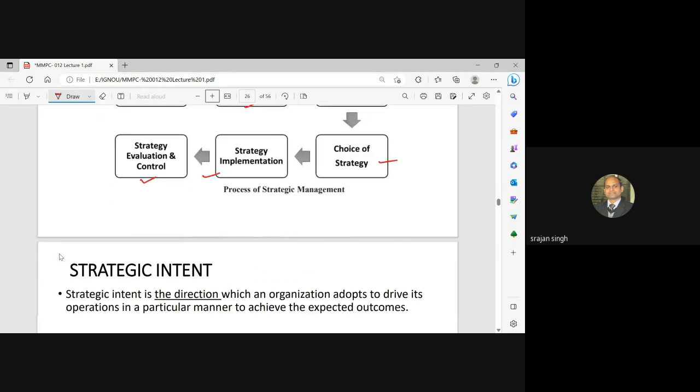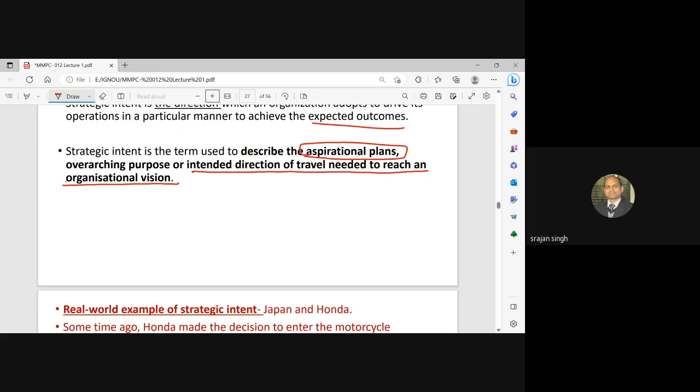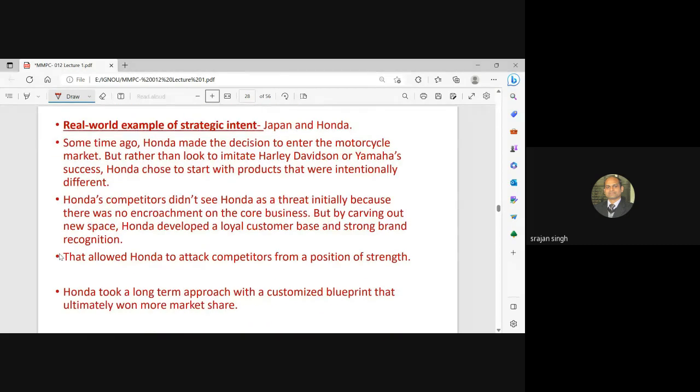First is strategic intent. Strategic intent is the direction which an organization adopts to drive its operation in a particular manner to achieve the expected outcomes. Strategic intent is the term used to describe the aspirational plans, your aspirations, the overarching purpose of intended direction of travel needed to reach an organizational vision. So this is what strategic intent is. Real world example of strategic intent: Japan and Honda.